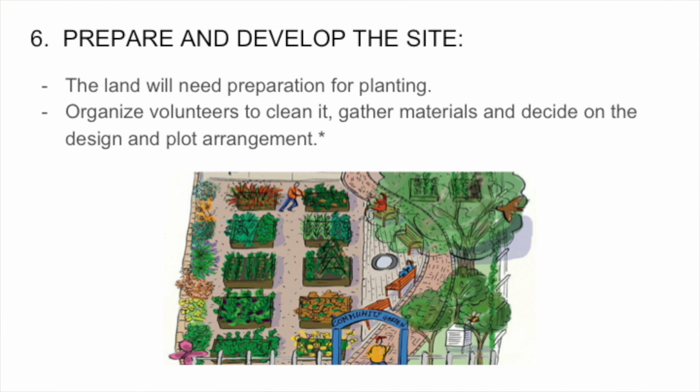So step number 6, prepare and develop the site. The land will need preparation for planting, and you'll need to organize volunteers to clean it, to gather materials and decide on the design and the plot arrangement. For us, the city dug up the sod, they took it away, they dumped compost, they spread it, and then beside the garden, they left a pile of wood chips so that we could have paths in between our plots. That was very important because the gardeners need a place to walk in between the plots, so they're not tramping on each other's plots.